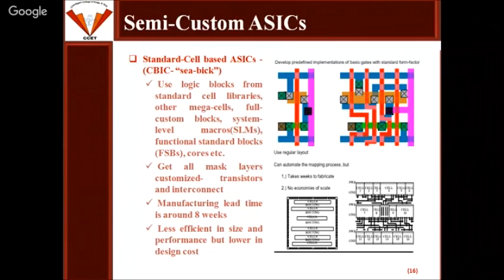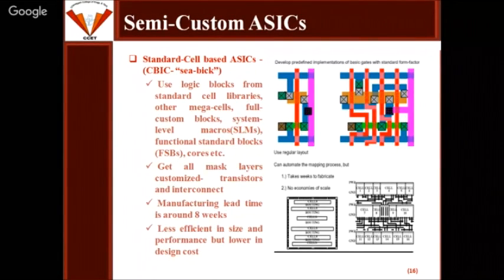Then the manufacturing lead time is around 8 weeks. For full custom design, it is not defined earlier; it depends upon the complexity of the design. The more complex, the more time it will take. Semi-custom is less efficient in size and performance, but has lower design cost, lower design time and lower design cost.